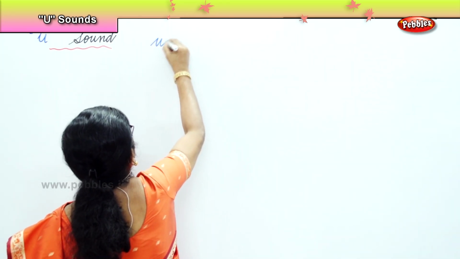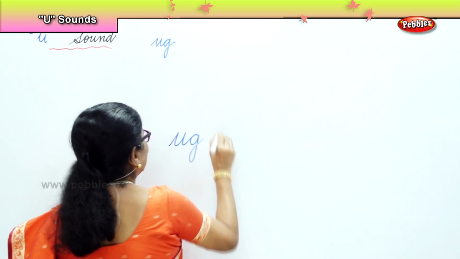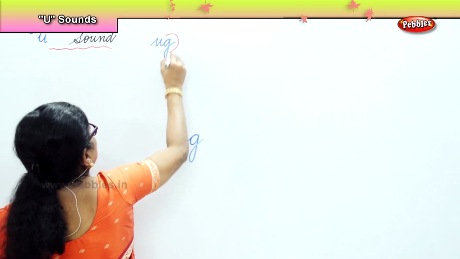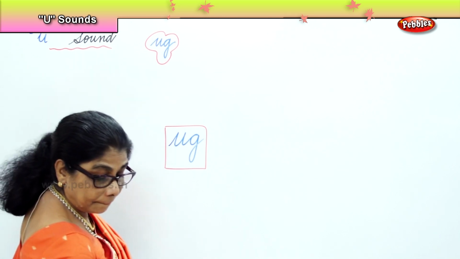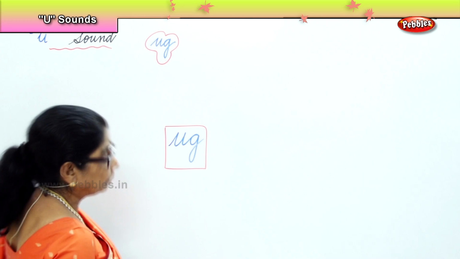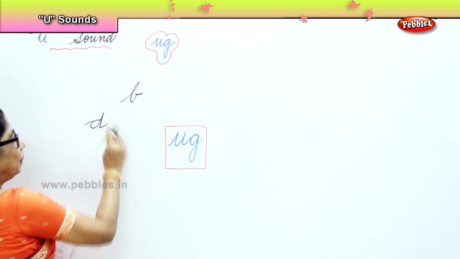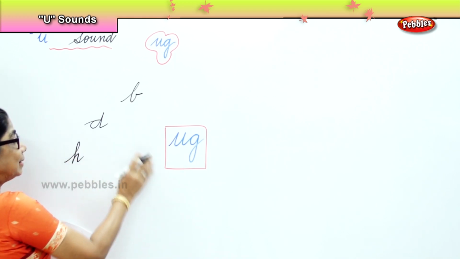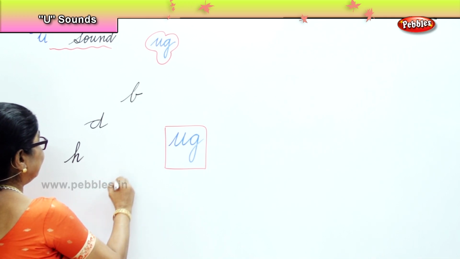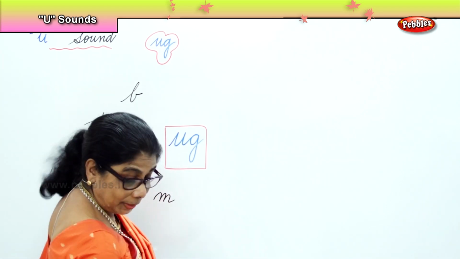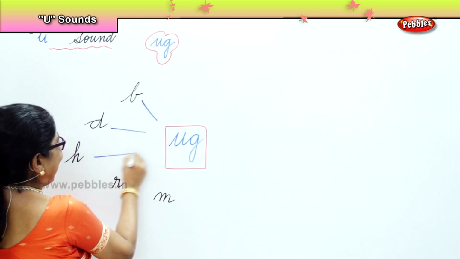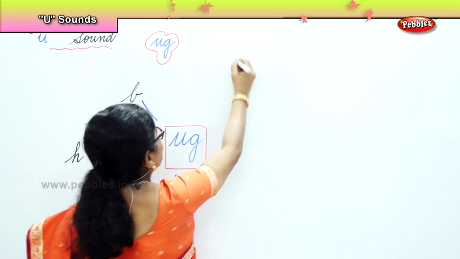Now, we are still with the U sound and we are going to do ug, U-G, ug. Okay. Let's put in some sounds here. You get B. B plus ug, bug. D plus ug, dug. H plus ug, hug. R plus ug, rug. And M plus ug, mug. Okay, so here we have B, D, H, R, and M. This is just five.